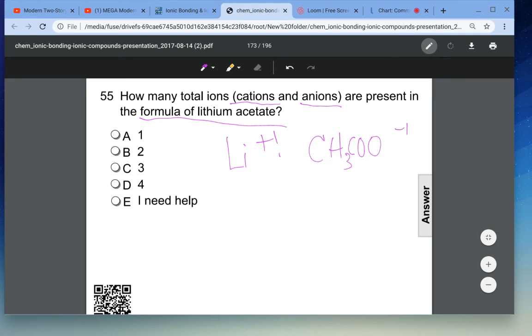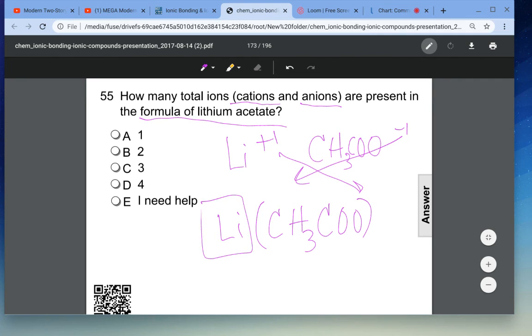All right, so we're going to crisscross, right? So we're going to get Li and CH3COO, and it's a 1. So they both have 1s here. So how many boxes of cereal are here? This is one big box of cereal. How many are here? And then tell me total cations. This is a cation here. And this is an anion. How many total?